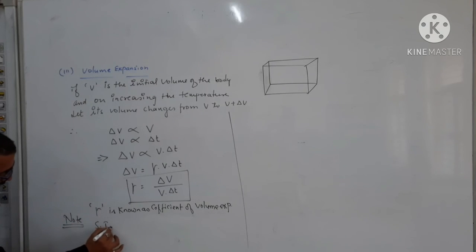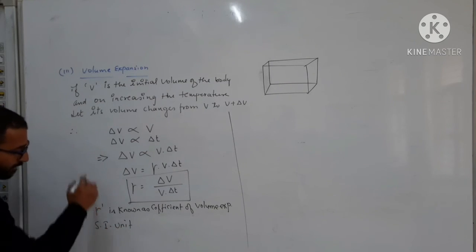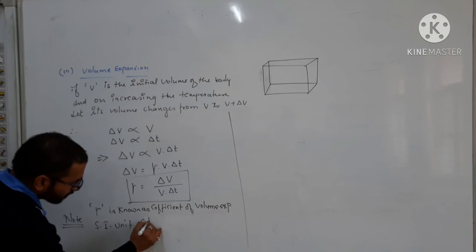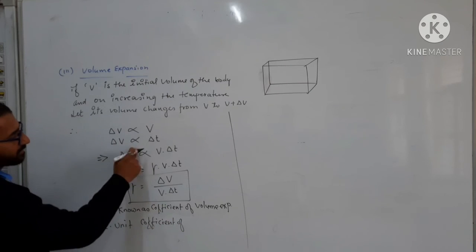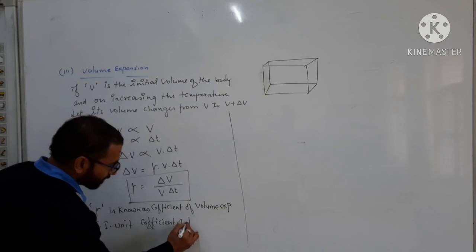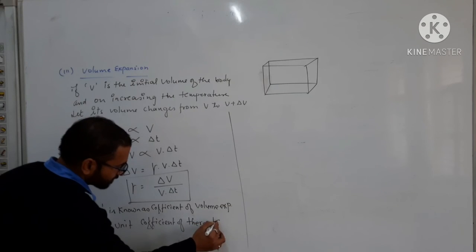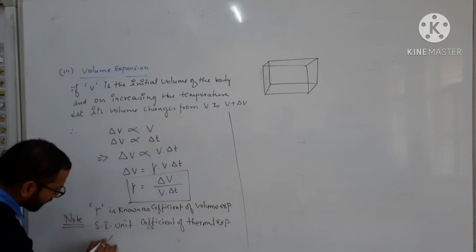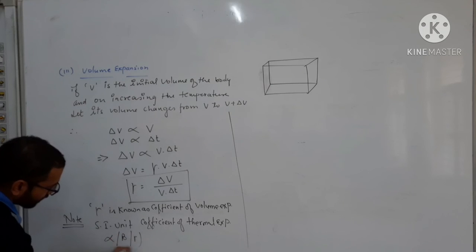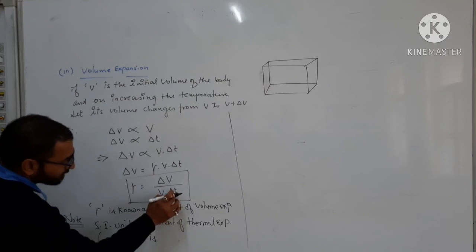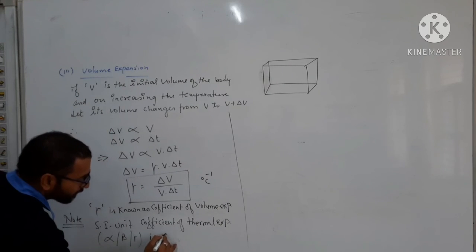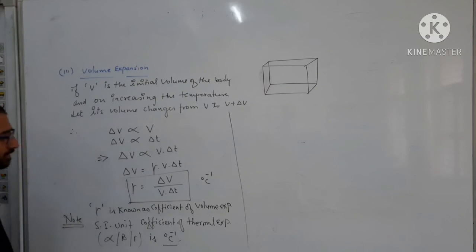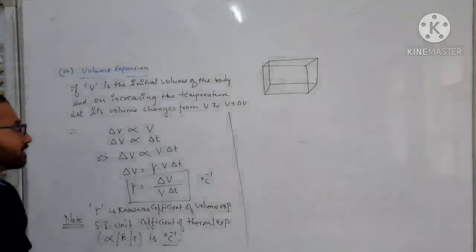Now, these are the values, and here note one thing. The SI unit of all types of coefficient of thermal expansion, either it is alpha or beta or gamma, as you can see from here, is degrees Celsius inverse. Point clear? So this is the value and the derivation of all kinds of thermal expansion.